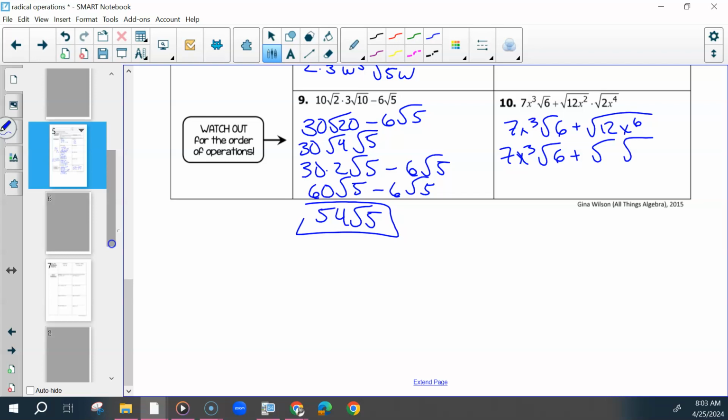4 and 3. Excuse me. 2 goes into 6 how many times? 3. So that'd be x to the 3rd. So we have 7x cubed times the square root of 6 plus 2x cubed times the square root of 3. Can I combine them?